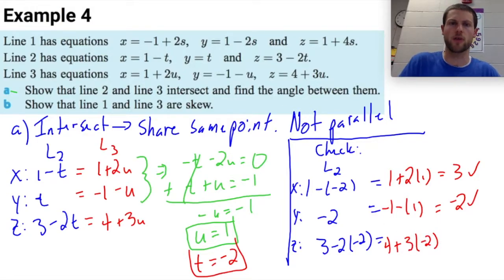Oh, I plugged in the wrong value here. This value should actually be not negative 2. This should be 1. So 4 plus 3, those are both 7. Okay, phew, that was close.